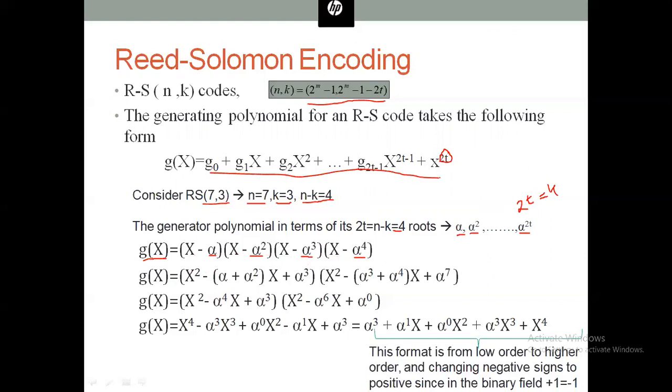polynomial. And that value of the generator polynomial we have derived is alpha 3, alpha 1 x, alpha naught x square, alpha 3 x cube plus x4. And you can see that the power of this is equal to 2t, which is 4. So here we learn that the generator polynomial has 4 roots, and that number of roots is equal to 2t, and the power of this generator polynomial is also 2t.